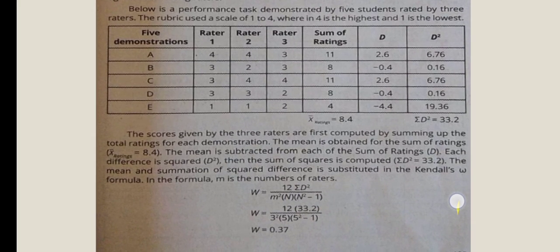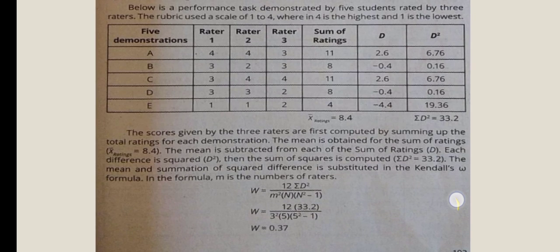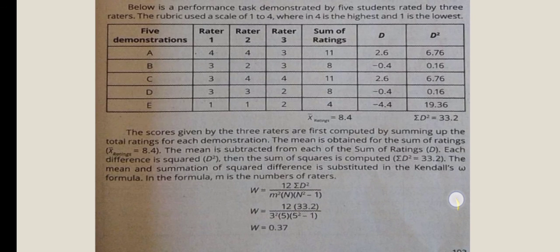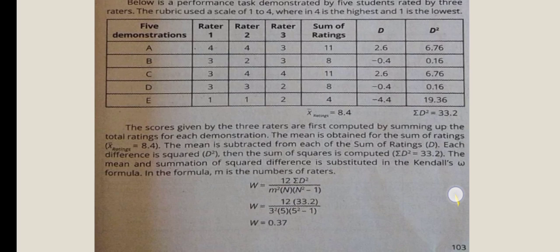So, the scores given by the 3 raters are first computed by summing up the total ratings for each demonstration. The mean is obtained for the sum of ratings, which is 8.4. The mean is subtracted from each of the sum of ratings. Each difference is squared, d squared, then the sum of the squares is computed, sigma d squared equals 33.2. The mean and summation of square differences are substituted in the Kendall's W formula.